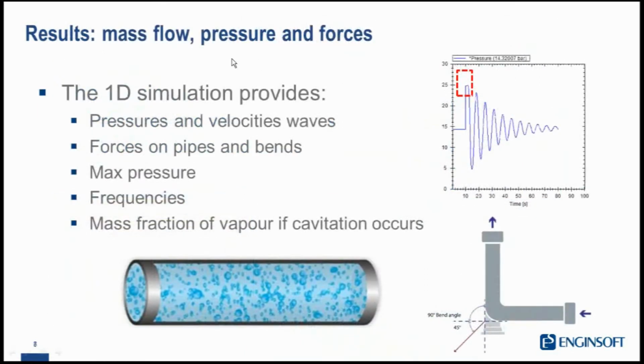The kind of results that you can obtain from Flownex, a 1D simulator, are the pressure and velocity waves. So a chart where you have the pressure over time, and you have the maximal pressure and the frequency of the waves. So the maximal pressure, the frequency, and also you can take into account the mass fraction of the vapor that is created if cavitation occurs.